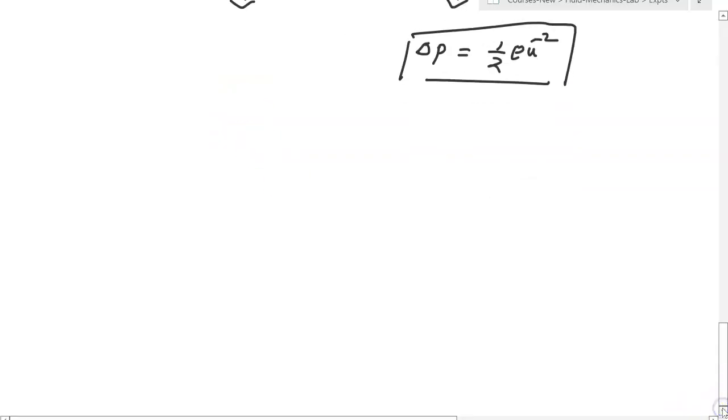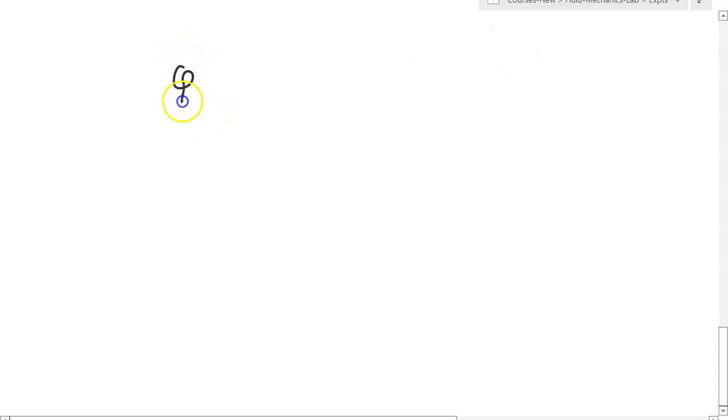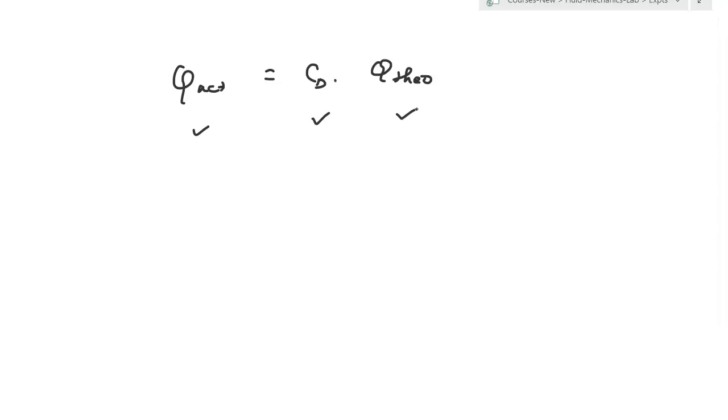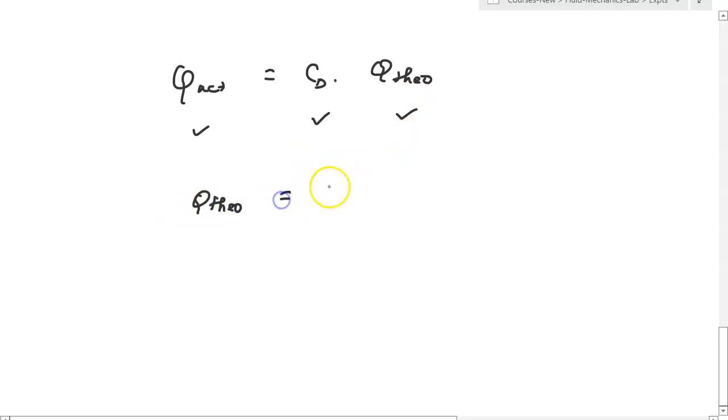Now if you see this relationship of Q actual equal to CD times Q theoretical, there are three variables: the actual flow rate, discharge coefficient, and the theoretical flow rate. If any two are known, then the third one can be computed. So for the degrees of freedom, you need two of these to be specified. Now, this theoretical flow rate, as you know, is only a function of pressure drop because there is no friction in this. So if pressure drop is measured, then theoretical flow rate can be computed.